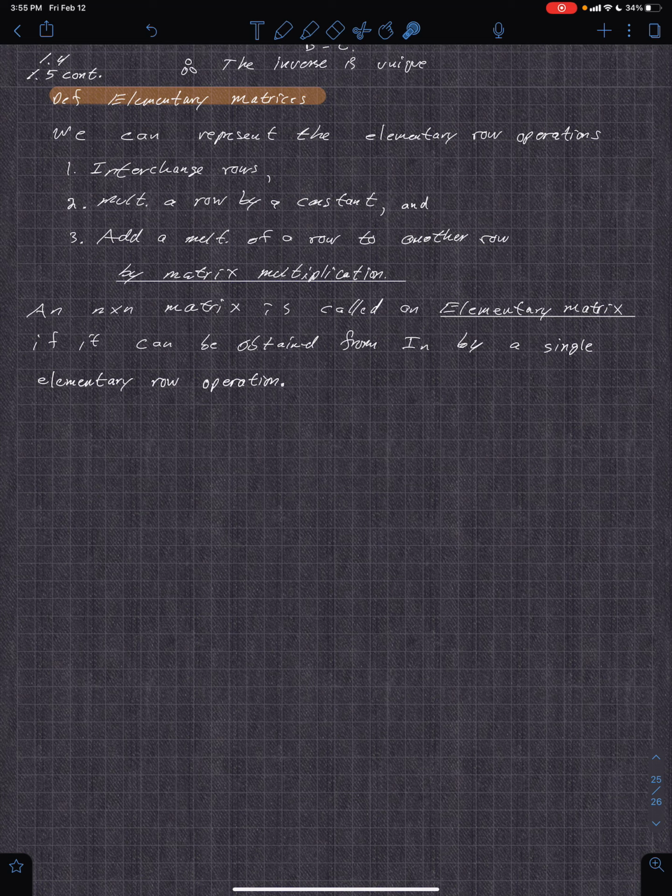So an n by n matrix is called an elementary matrix if it can be obtained, like created, from an n by n identity matrix. And this is critical too, by a single elementary row operation. So you perform it on the identity matrix, and then that's an elementary matrix. It's a little weird how to do it.